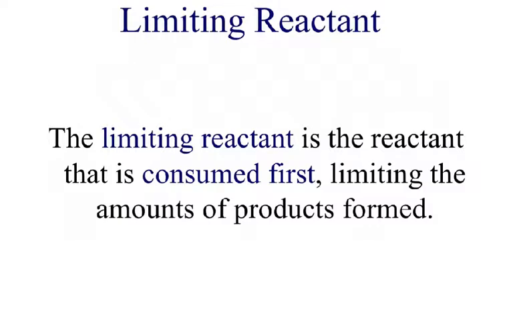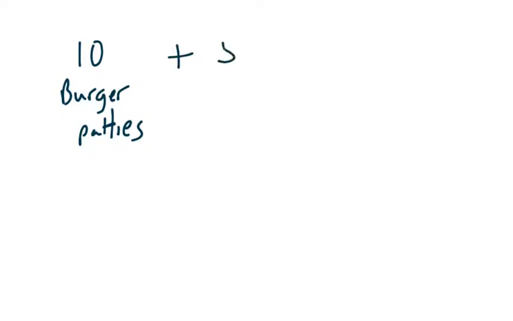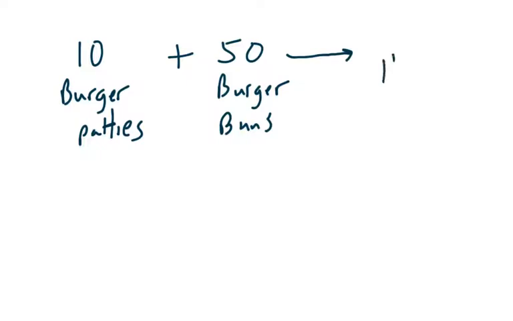Okay? So I'm going to give you an example so that we can take this in a way that is more understandable. Imagine if you have 10 burger patties. And I'm going to use this example to illustrate the point of a limiting reactant. And let's say I had 50 burger buns. So if you look here, these are my two reactants, and what I'm going to do is use these to make a product. My product is a hamburger.